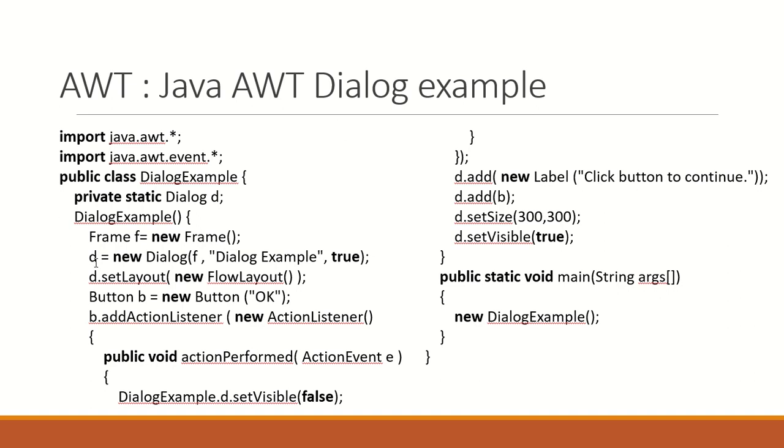You can even have a label here and set the text of the label as "click button to continue", and you can just add d.add of that label object. That is also possible. Here we are not creating any new label, but you are giving it as an object right inside the add method. That is done here. Okay, so you are creating a label and you are adding the label to the dialog.